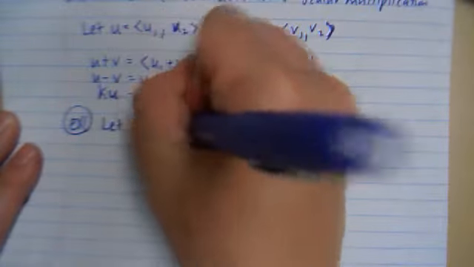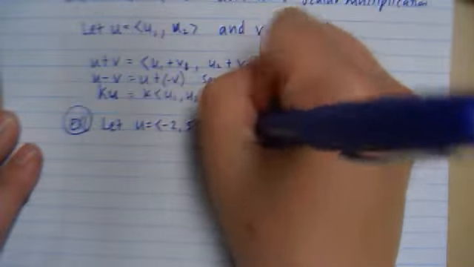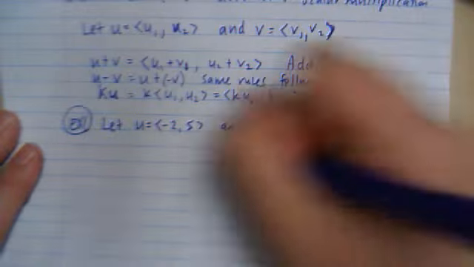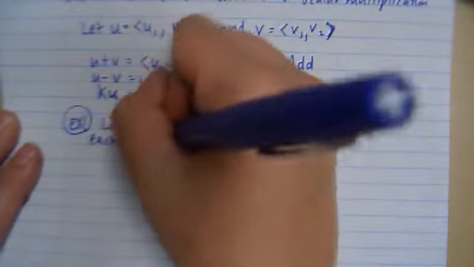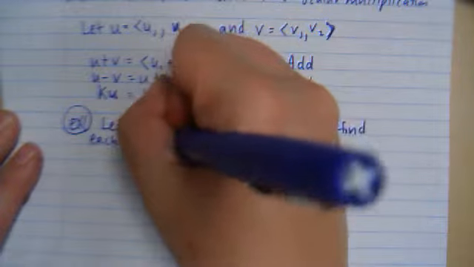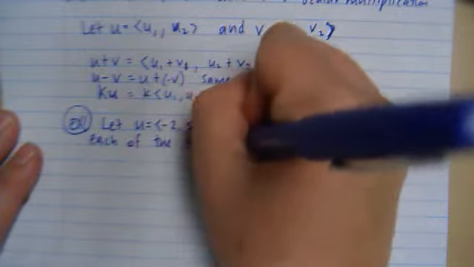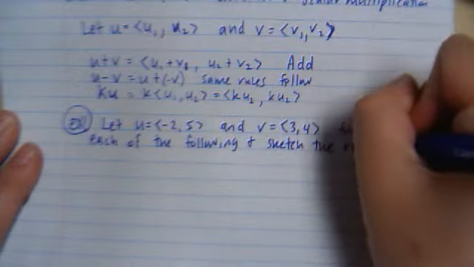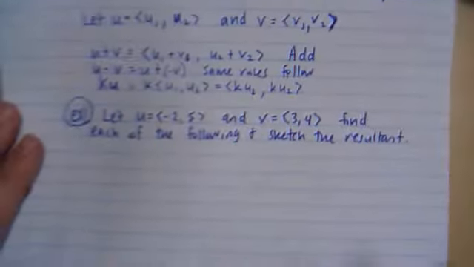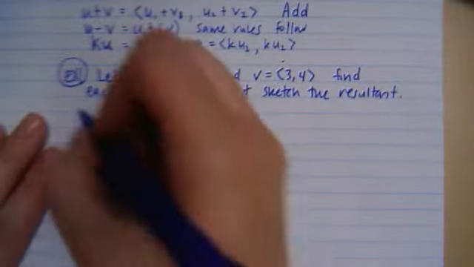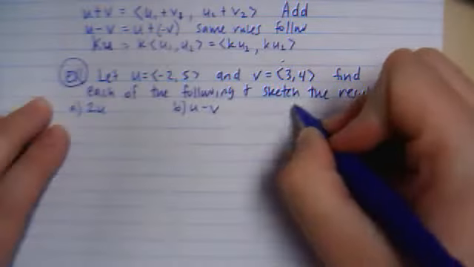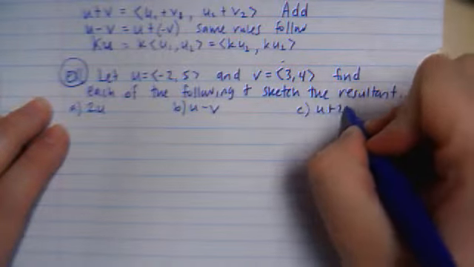Let's look at an example. Let u equal -2, 5 and v equal 3, 4. And I want to find each of the following. They're going to be in A, B, and C. And I need to sketch the resultant. So I look, part A is 2u, part B is u minus v, and part C is u plus 2v.